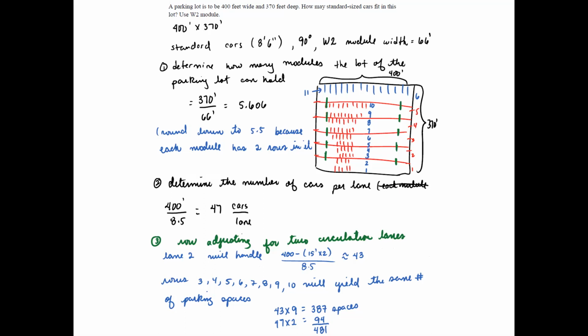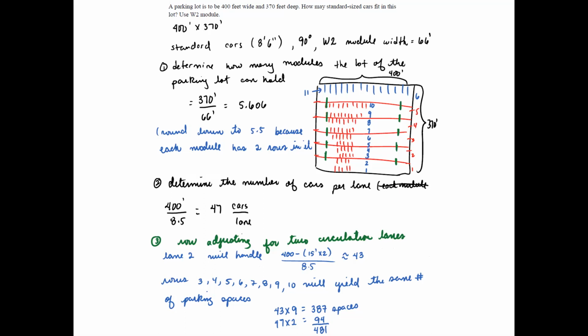In this case, if you look at the table for standard cars, they require a width space of 8 feet and 6 inches. With a 90 degree angle, a W2 module will require a 66 feet width. So W2 module, 66 feet width for the space. Knowing this information, and again, this area that we have is 400 by 370.